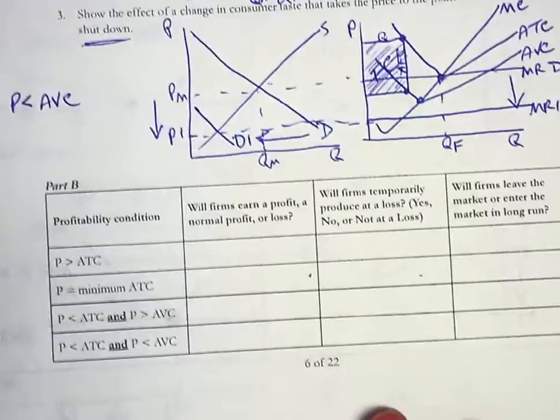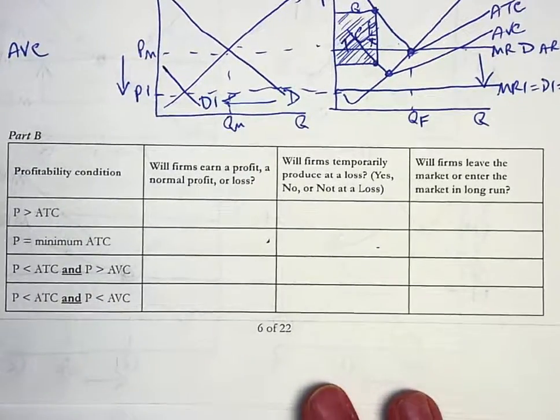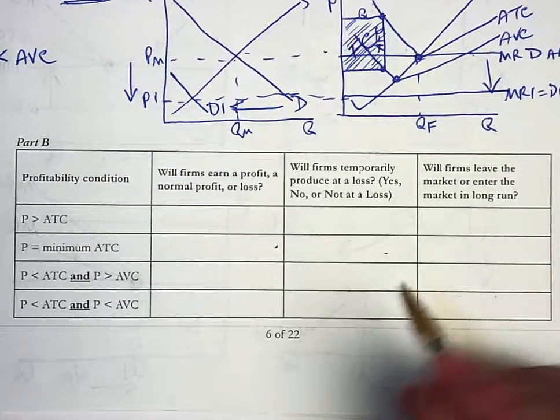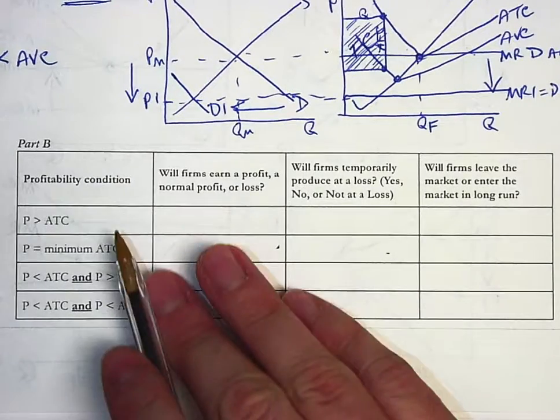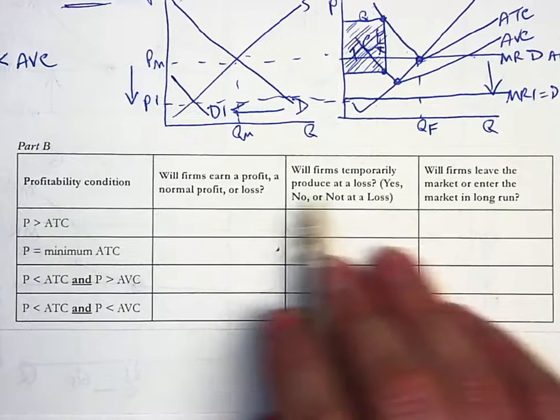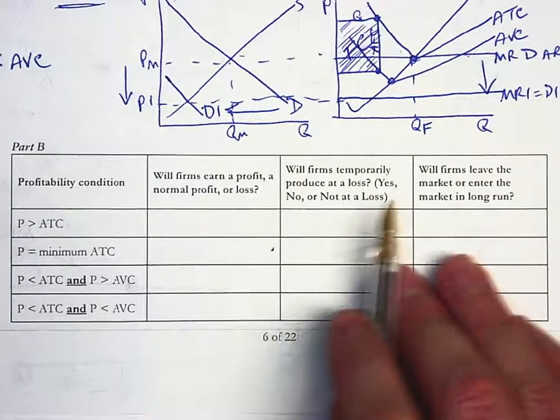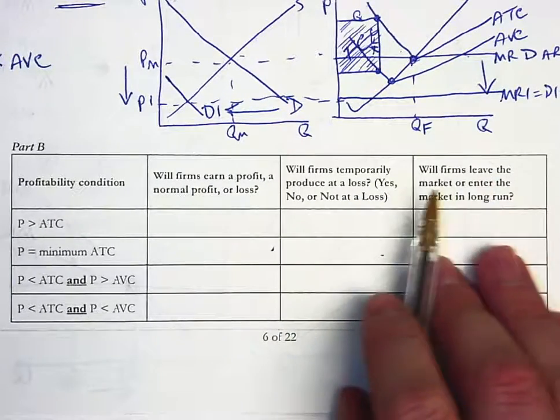Okay, so now we're going to do part B, and that's all that we did in this class today was A and B, so we'll do part C in a separate video. The profitability conditions are listed here, and then profit, normal, loss, temporarily produce at a loss, yes, no, not at a loss, will they leave or enter in the long run.